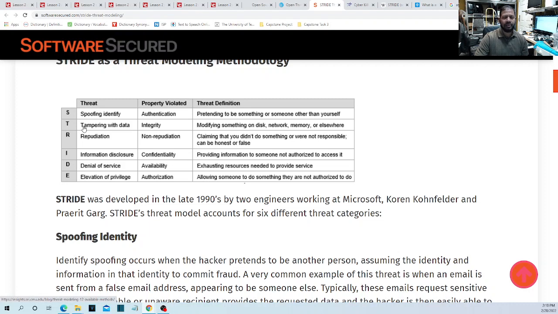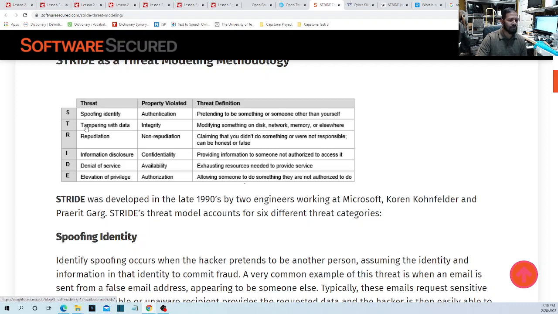Okay. Number two, T stands for tampering. Tampering means corrupting the data, modifying the data. Or in other words, compromising the integrity of the data. Modifying something on disk, network, memory, or elsewhere.